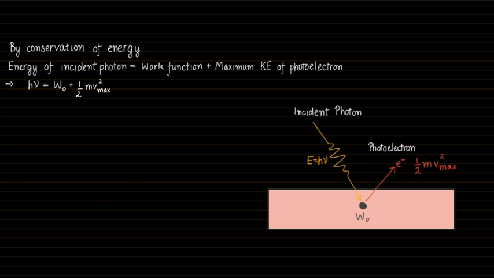Then I can write half m v max square equals h nu, and if I send W naught to the other side, then it will be minus W naught here. So this is the expression for the maximum kinetic energy of the ejected electron. So K max equals half m v max square, which can also be written as h nu minus W naught.